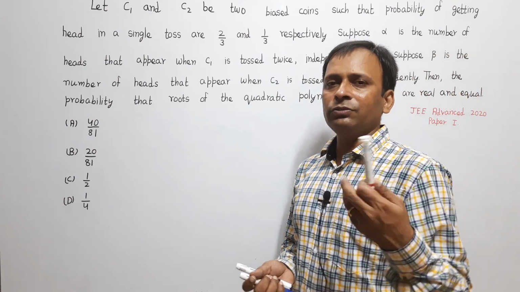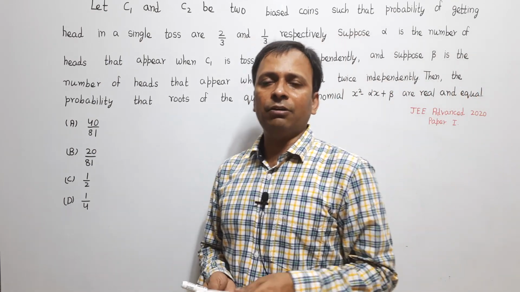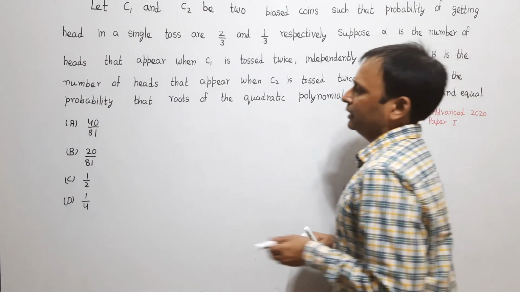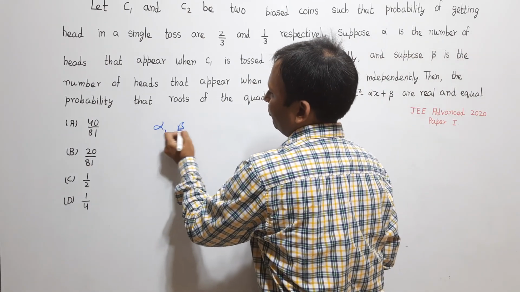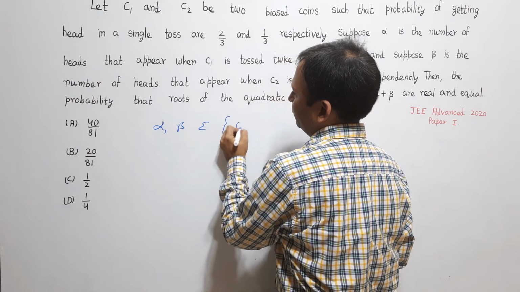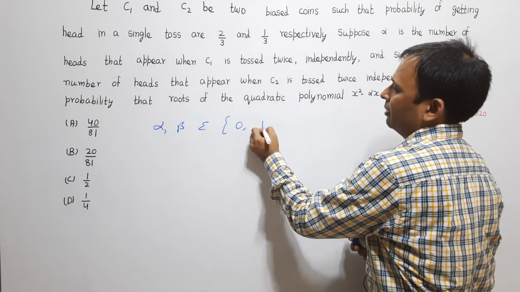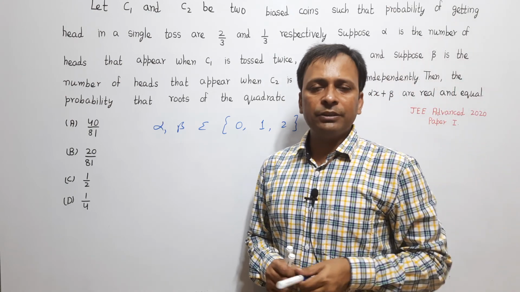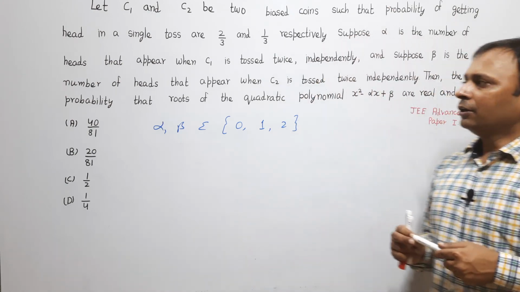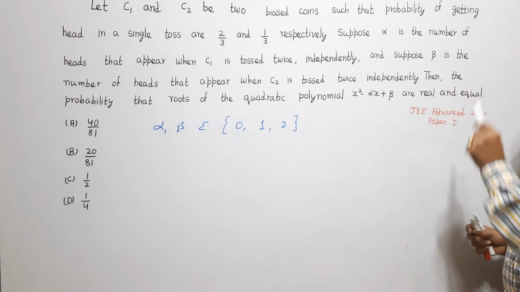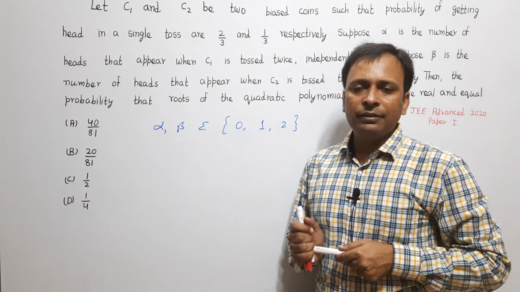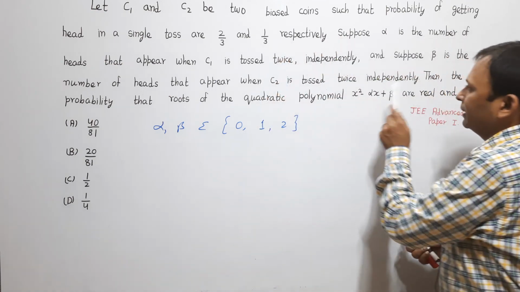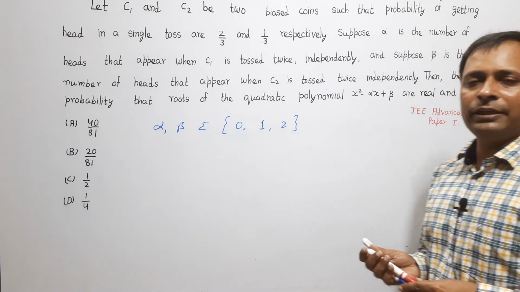So what is the range of alpha and beta? Alpha and beta can take either 0, that means we have got 0 heads, or 1 or 2. So these are the possibilities for alpha and beta. Now what he is asking us to find out is the probability that the roots of this quadratic equation, that is x square minus alpha x plus beta, are real and equal.